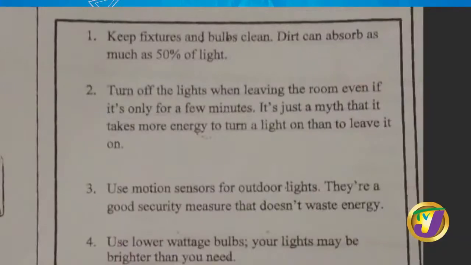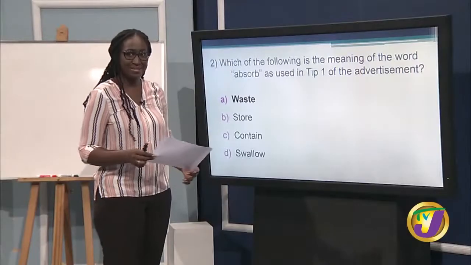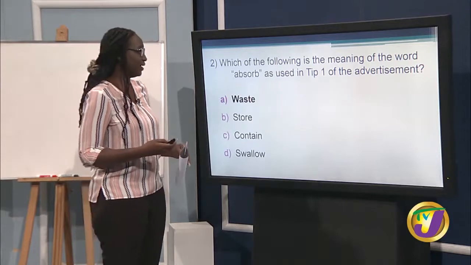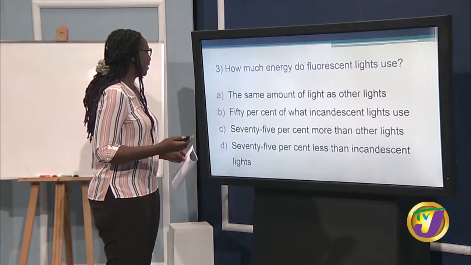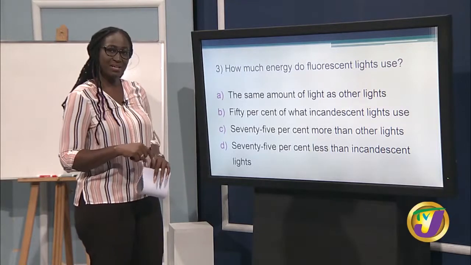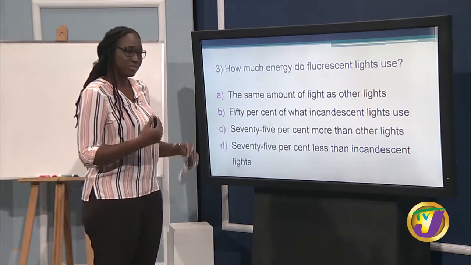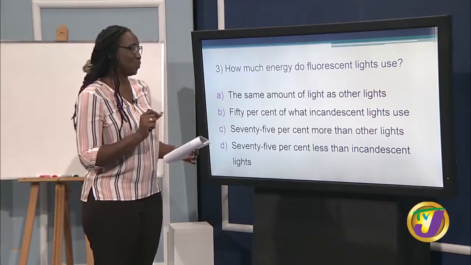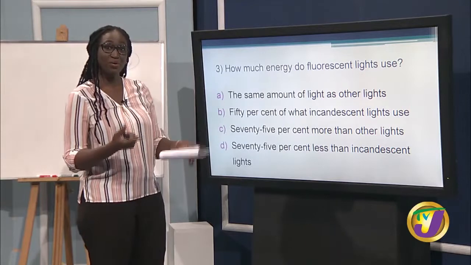Keep fixtures and bulbs clean. Dirt can absorb as much as 50% of light. And the answer, waste. It wastes 50% of the light. All right, very good. Number 3, how much energy do fluorescent lights use? And that was answered in the tips. It gave you a specific figure. So all you would have to do is just go back and look for it.